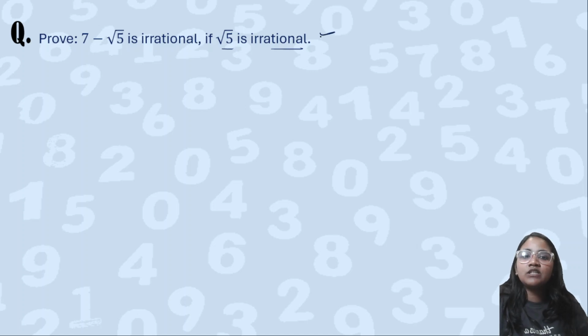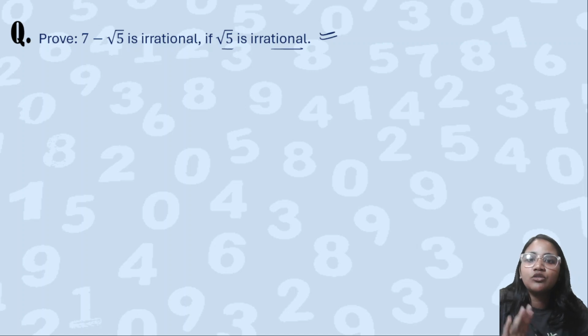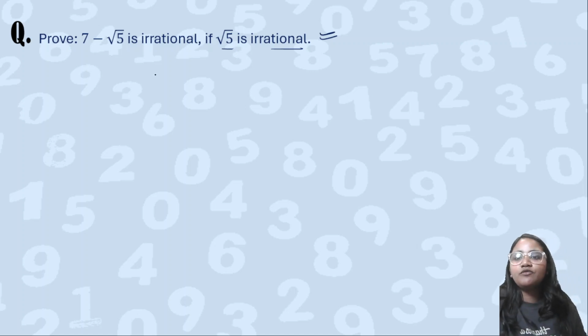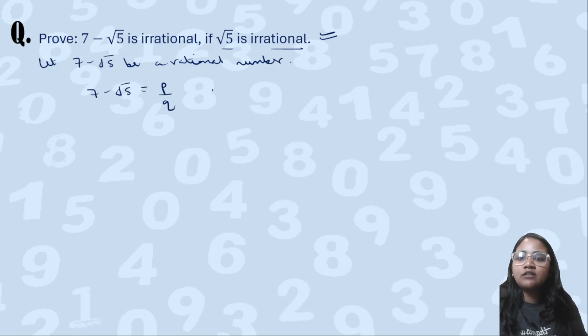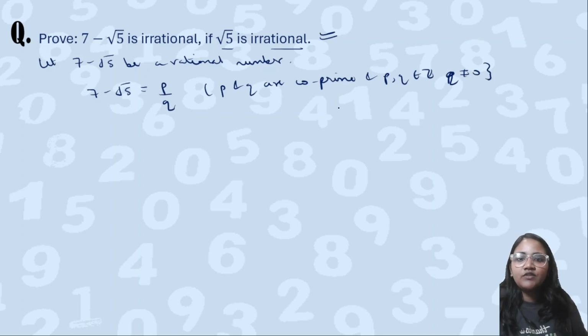Okay, so here actually the question has been made easy for us because it is already given in the question that we know that root 5 is irrational. So if root 5 is irrational, let's proceed normally. Let 7 minus root 5 be a rational number. If I take it as a rational number, then 7 minus root 5 is equal to some p by q again, where p and q are co-prime and p, q belong to integers and q is not equal to 0. This we need to keep in mind. Very important assumptions are these.